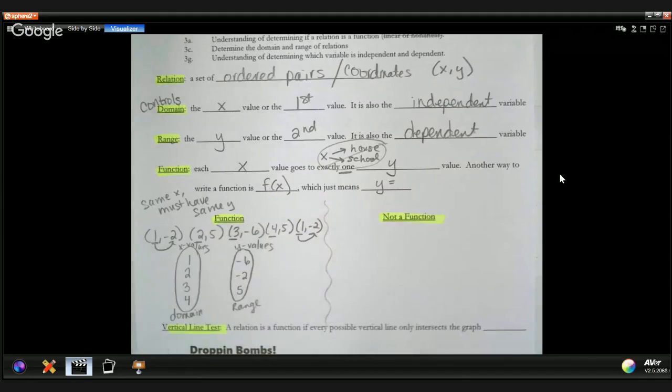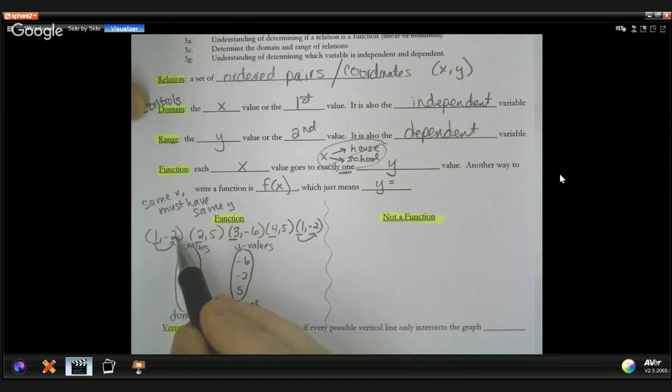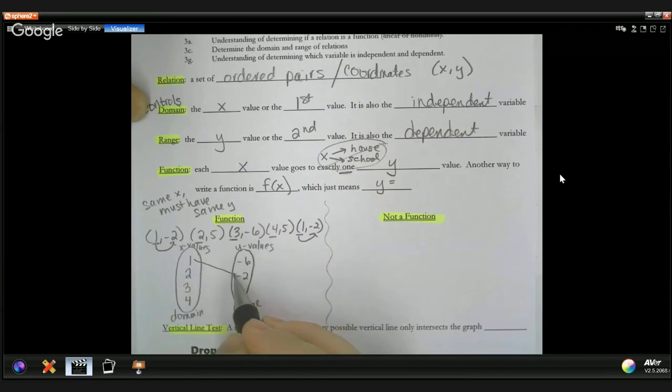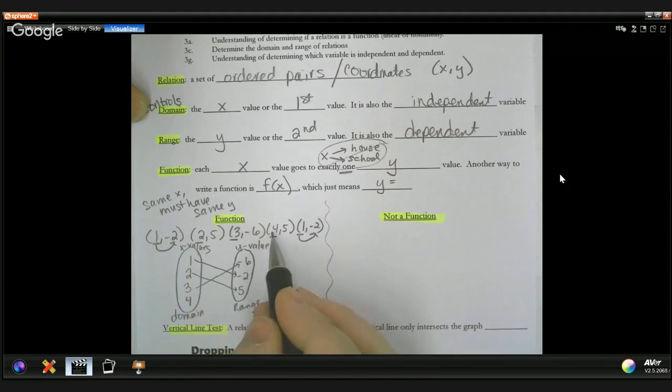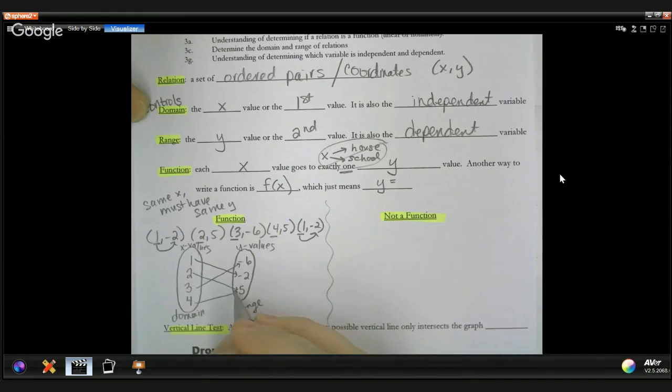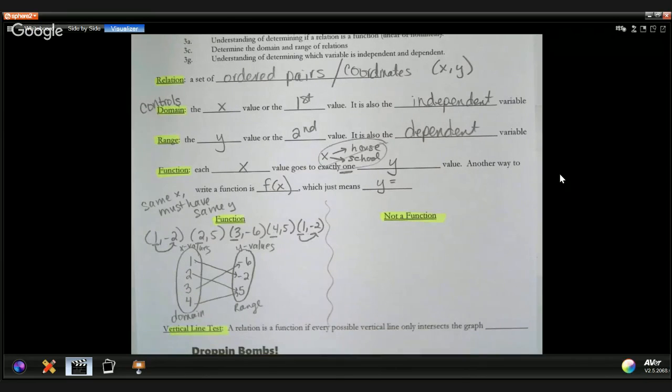A mapping is a great way to visually see if something is going right. So it says 1 goes to -2. So I draw my arrow 1 to -2. And then it says 2 goes to 5. 3 goes to -6. And 4 goes to 5. It has this one again, 1 to -2, but I already drew that arrow, so that's okay. So if you notice, each of these x's only go one place. It doesn't matter that 2 of them come here. What matters is that each x goes to one location. So here's an example of a function.